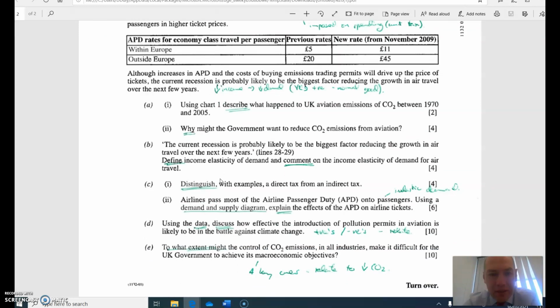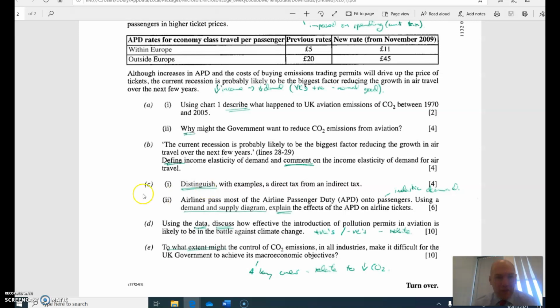You can see what's happening to the rates, and then underneath the table, although increases in APD and the cost of buying emissions trading permits will drive up the price of tickets, the current recession is probably likely to be the biggest factor reducing the growth in air travel over the next few years. That means in a recession, when there's a fall in income, it's going to reduce growth. So a fall in income will lead to a fall in demand. So we can say YED, the income elasticity of demand, is positive, and therefore this is a normal good.